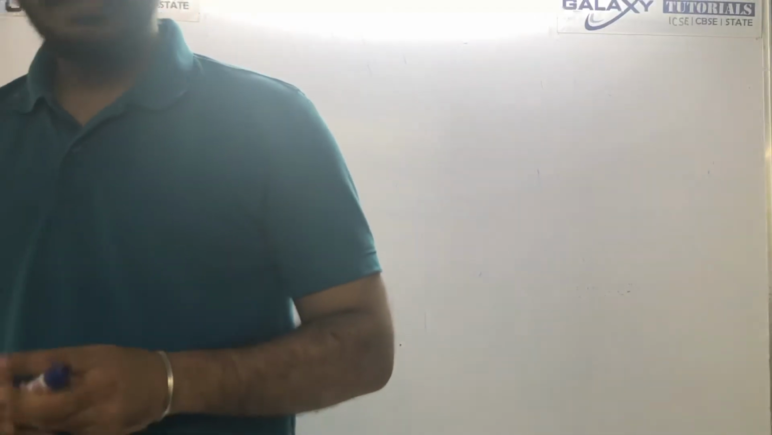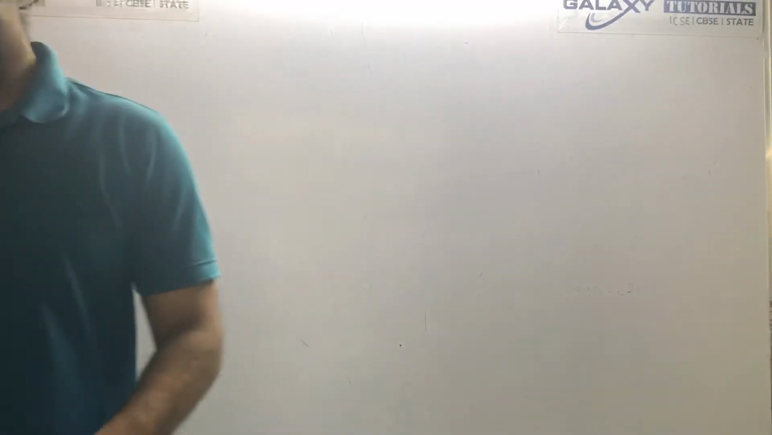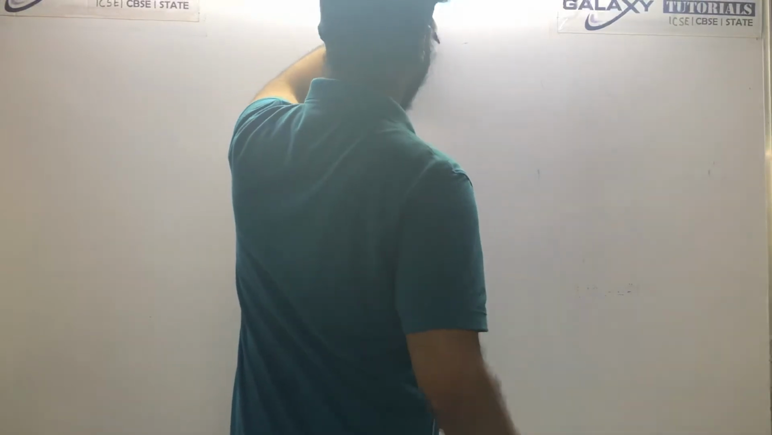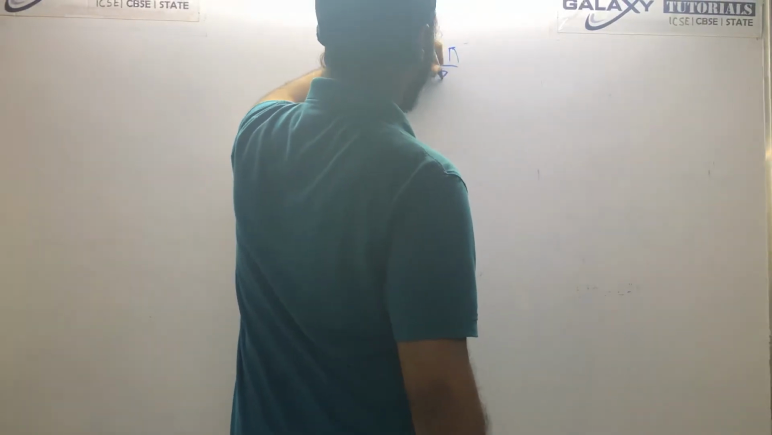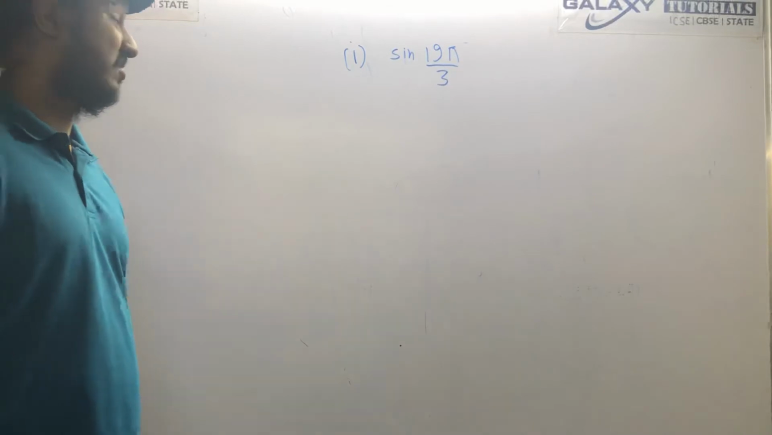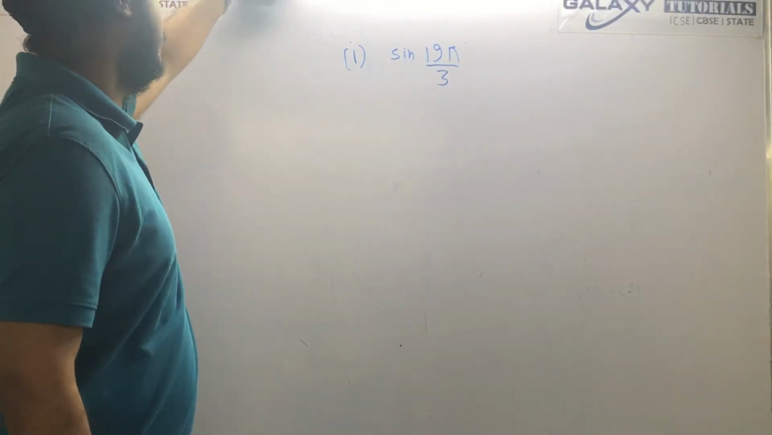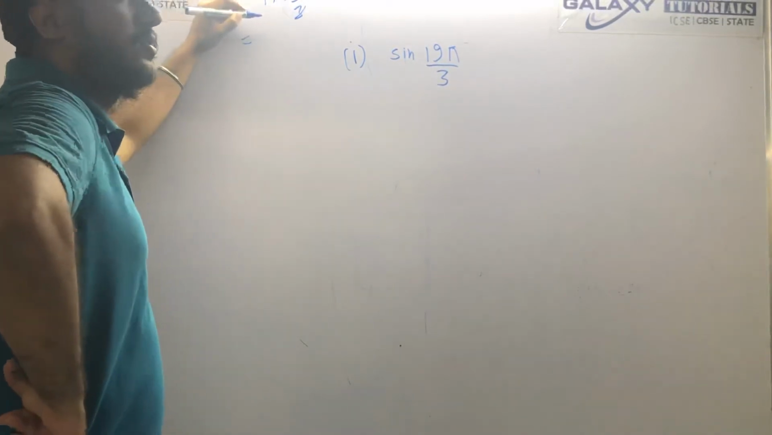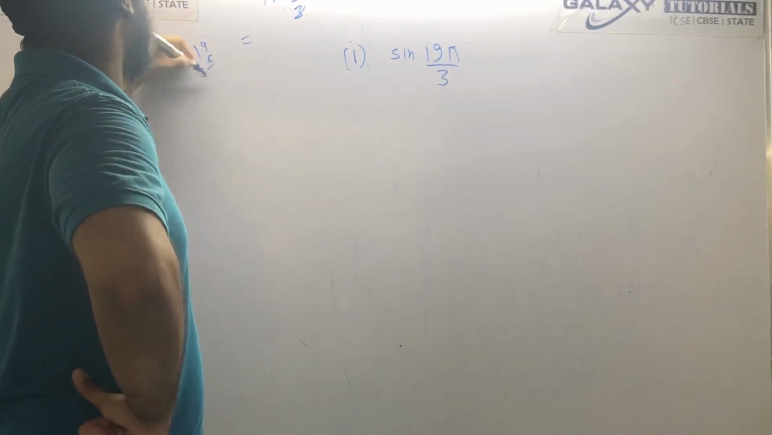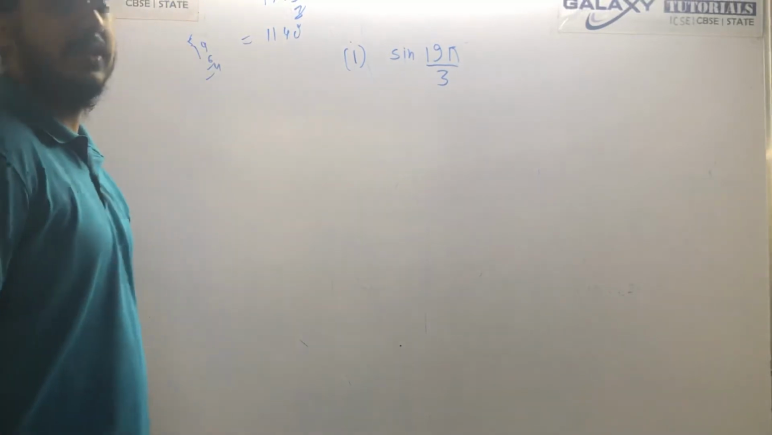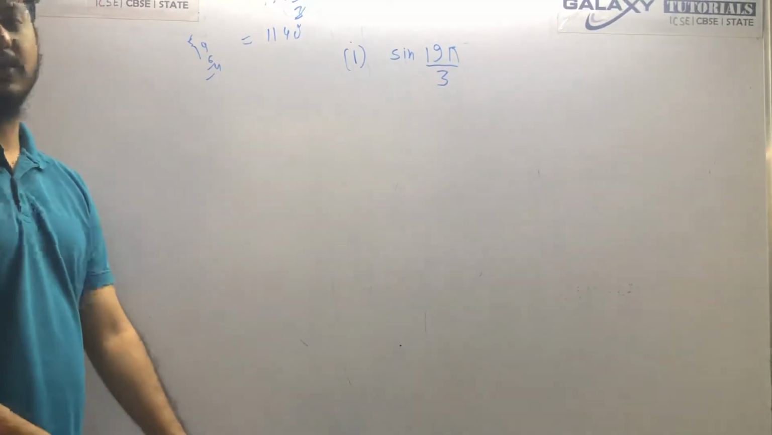Okay, the next question is basically they have given us some angles and we have to find their values. So the first angle is sine 19 pi by 3. In these questions you can see these angles are very large. 19 pi by 3 is how much? 180 upon 3 is 60, so 19 into 60 is how much? 1140 degrees. We have to find the value of sine 1140 degrees.